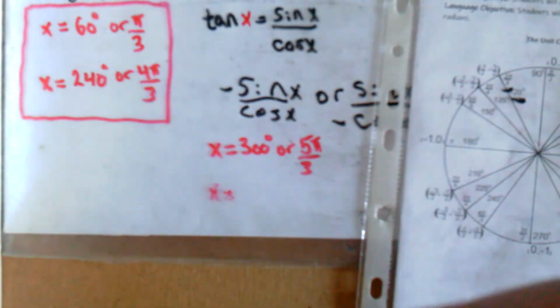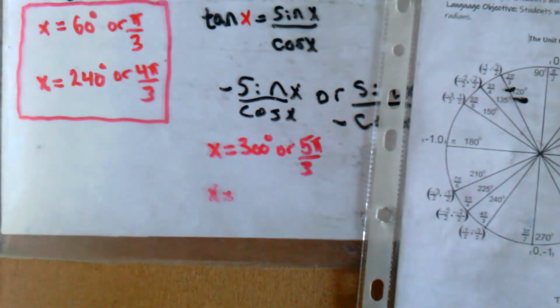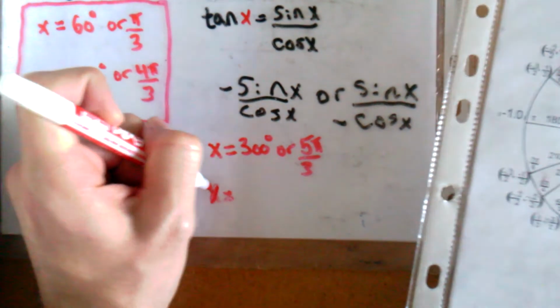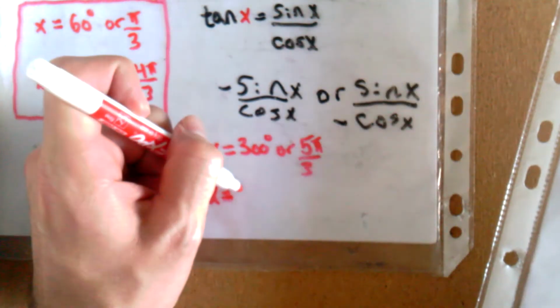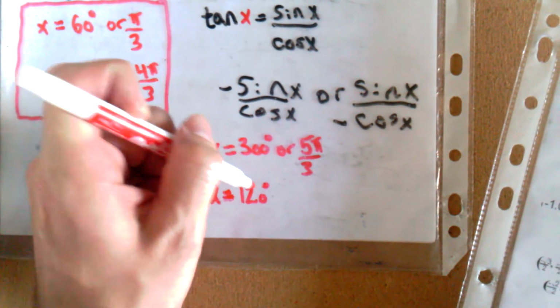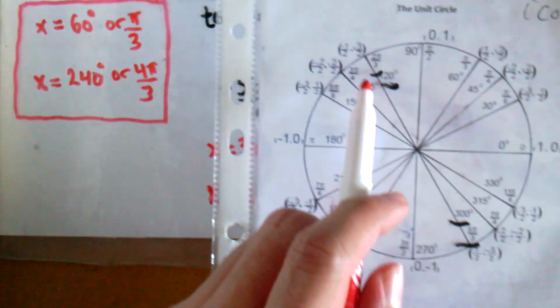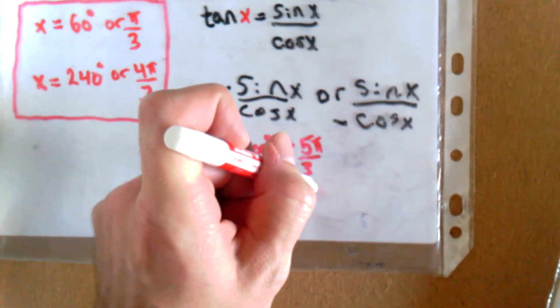So let's just go ahead and write that as our answer. So that tells us our x equals 120 degrees, or 2 pi over 3 radians.